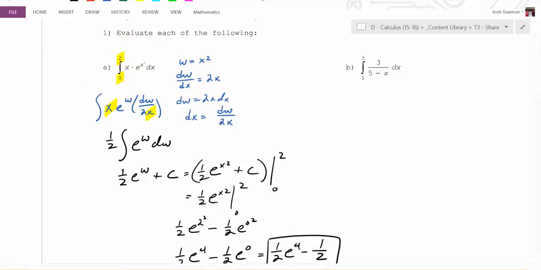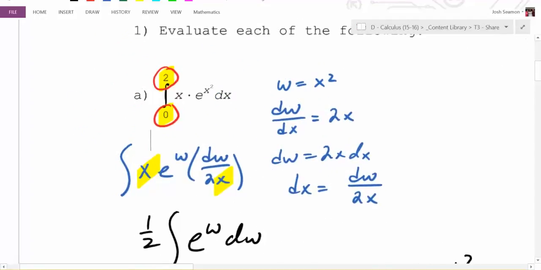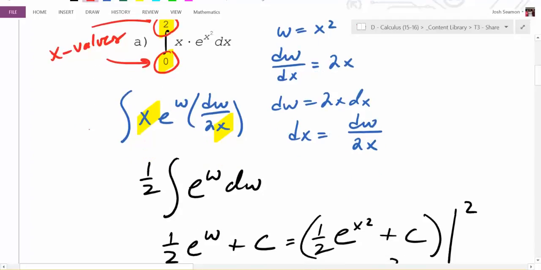This is really, really, really important. These are what type of values? Are they x values or w values? Those are x values, right? So once we get into w land, we're now using w's. So is this correct? Is it 0 to 2 right there? It is not.